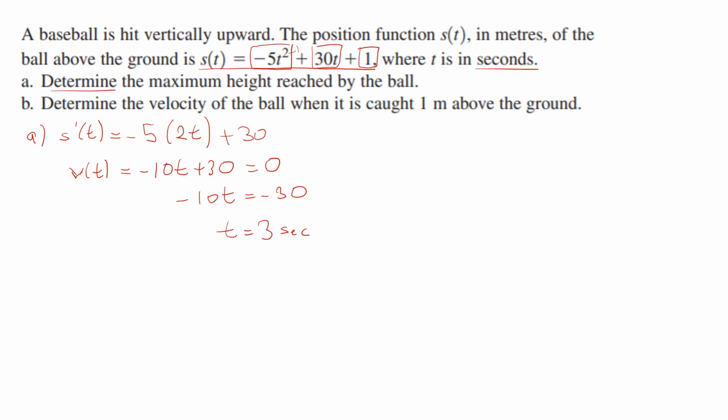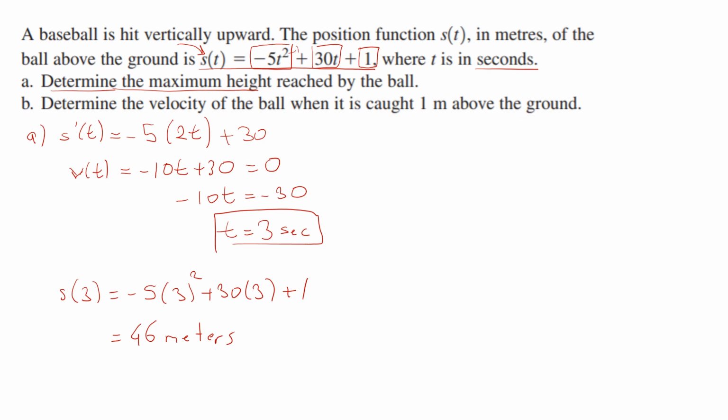But it doesn't ask you when, it says determine the maximum height. So in meters, what's my maximum height? All I need to do, since I know the time, is plug that back into my position function to find in meters where my maximum height is. If I do that, I end up getting s(3) equaling negative 5 times 3 squared, plus 30 multiplied by 3, plus 1. As an answer, I get 46 meters. So I reach my maximum height at 46 meters.